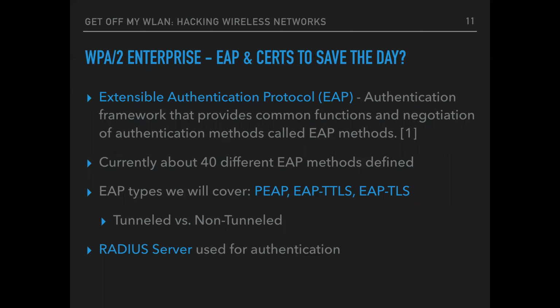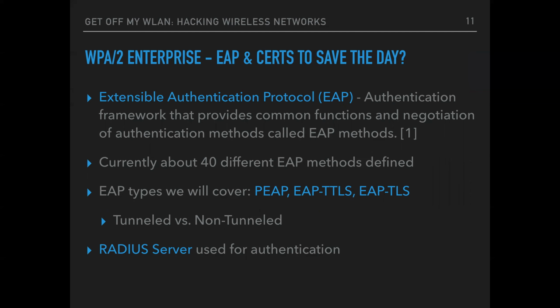So we had talked previously about WPA Enterprise and the support for EAP variants. WPA Enterprise was another enhancement in wireless configuration for WPA networks. EAP, or Extensible Authentication Protocol, is an authentication framework that provides common functions and negotiation of authentication methods called EAP methods. There are currently about 40 different EAP methods defined. However, we're only going to cover 3 of those, which are Protected EAP, EAP-TTLS, and EAP-TLS.